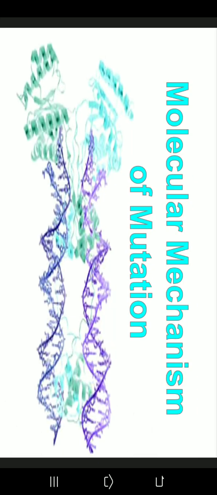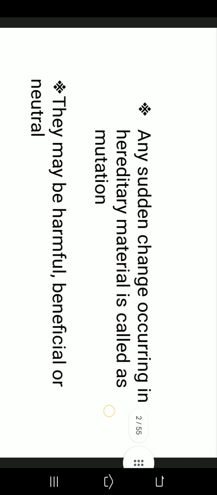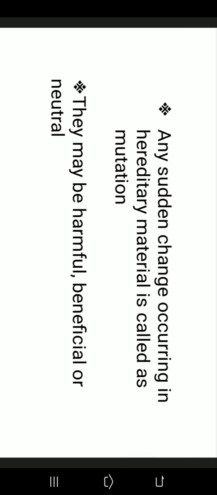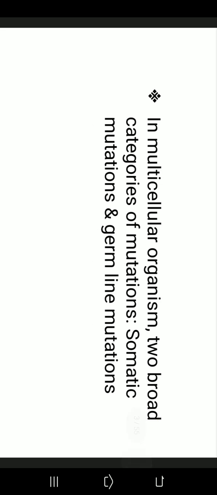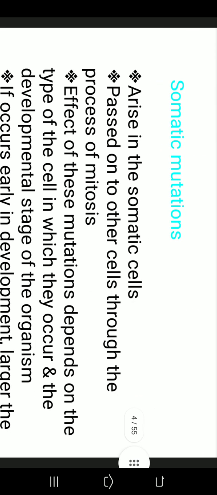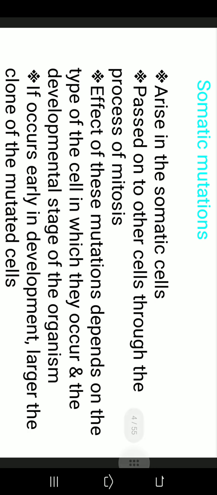Molecular mechanism of mutation. Any sudden change occurring in hereditary material is called a mutation. They may be harmful, beneficial, or neutral. In multicellular organisms, there are two broad categories of mutations: somatic mutations and germline mutations. Somatic mutations arise in the somatic cells and are passed on to other cells through the process of mitosis.